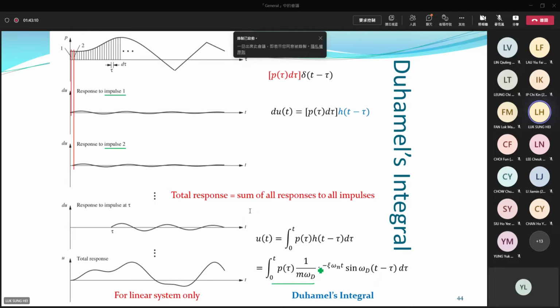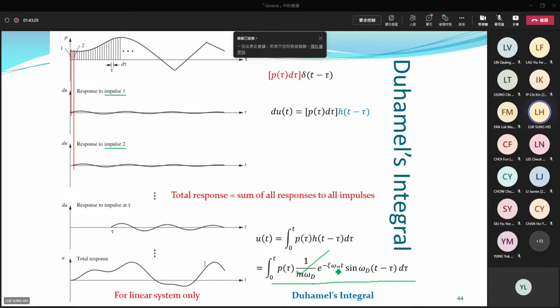But I can tell you that the integration here is quite difficult to operate. So here I just give you some idea about the so-called Duhamel integral. I will not directly ask you to solve it. Okay, don't worry. I just give you the background.